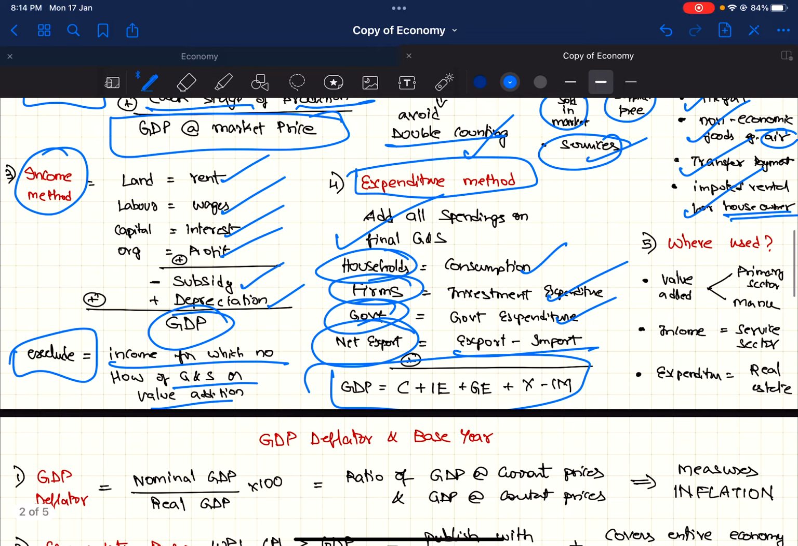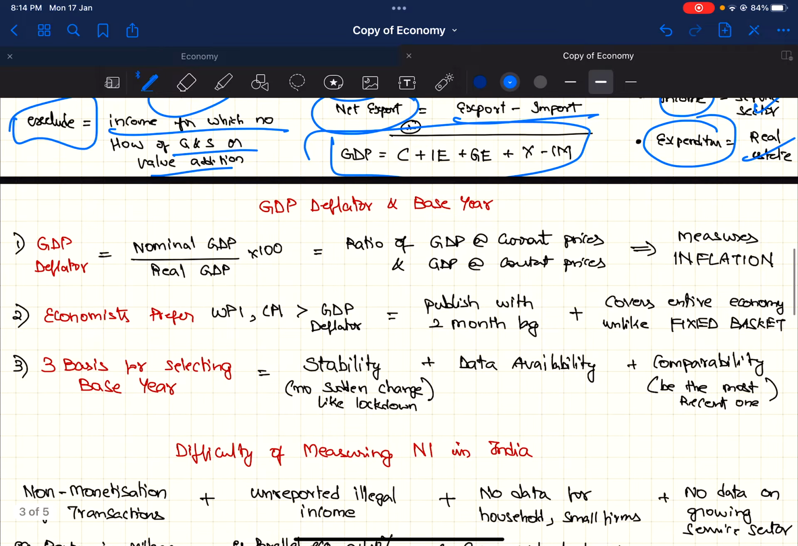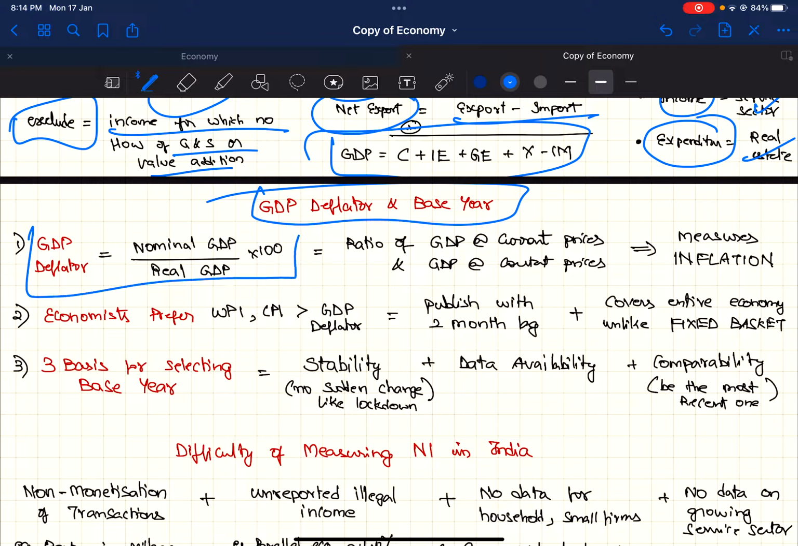So in India, value added method is used for primary sector, manufacturing sector. Income method is used for service sector. Expenditure method is used for real estate. Now coming to GDP deflator and base year. GDP deflator is nominal GDP by real GDP into 100. Therefore, this measures the inflation.